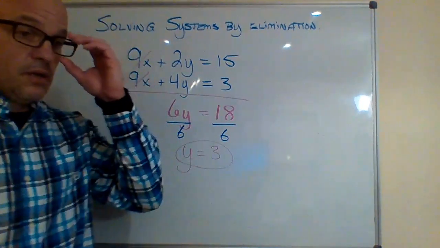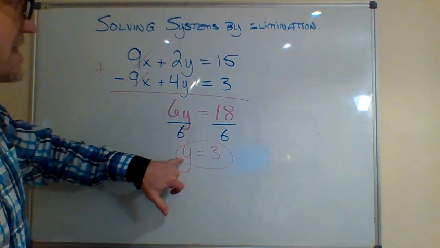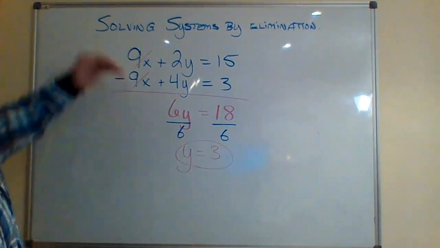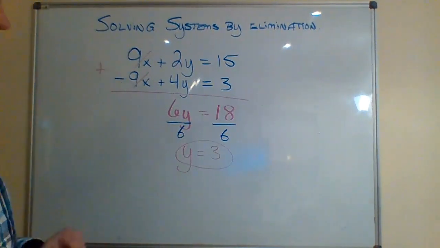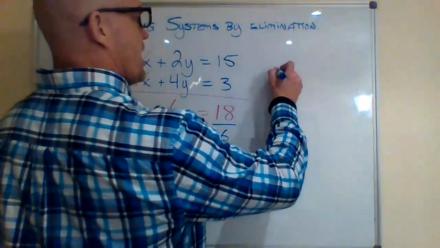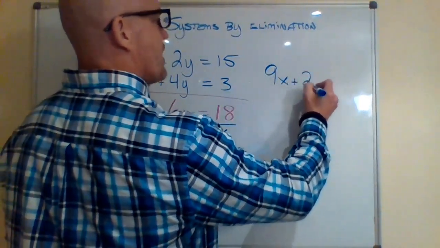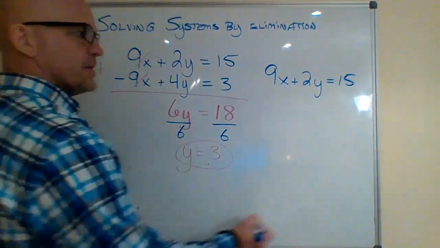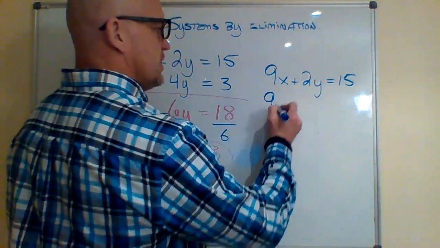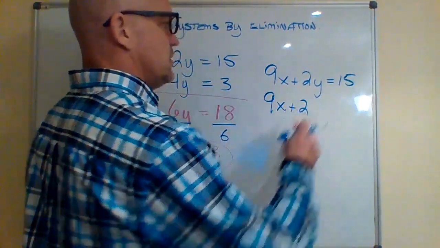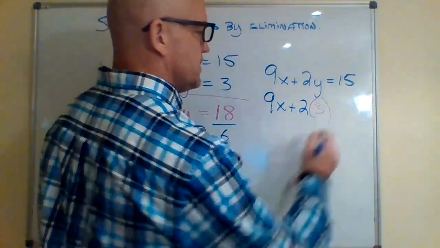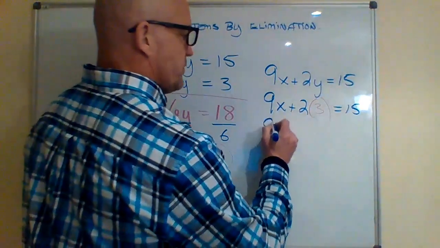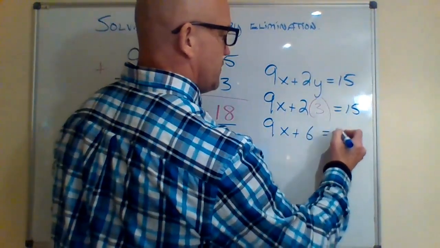Just like substitution, when we get that y equals 3, we now can substitute back into one of the equations and solve for x. I would assume we would all choose the top one. A little bit easier. It doesn't have that negative 9. So I'm going to take that 9x plus 2y equals 15. Since I now know that y equals 3, I'm going to substitute that into here. 9x plus 2 times that 3 is going to equal 15. So, quick multiplication. We have 9x plus 6 equals 15.